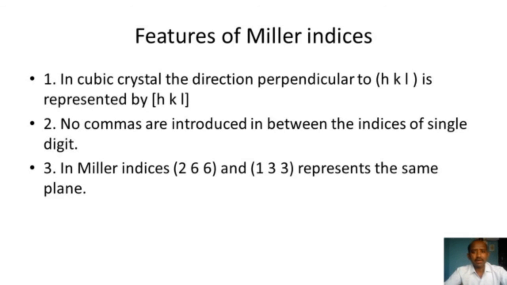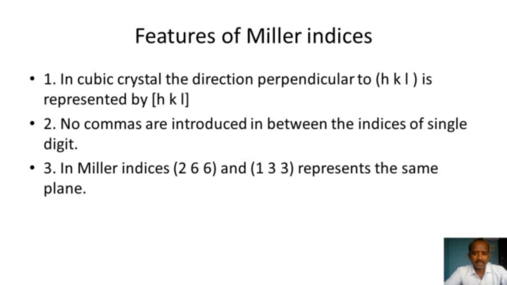There are some features of these Miller indices. In cubic crystals, the direction perpendicular to the plane (hkl) is represented by the square bracket, that is [hkl]. There should not be any commas. The second point is that no commas are introduced between the indices of single digits. If it is 1, 3, 2, then we have to write it within a bracket only. There should not be any commas in between.